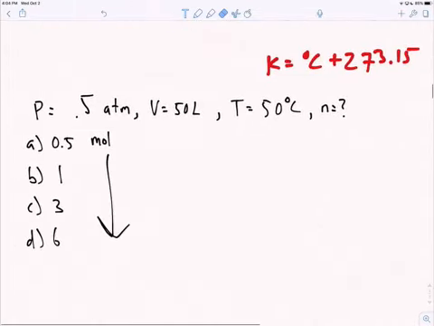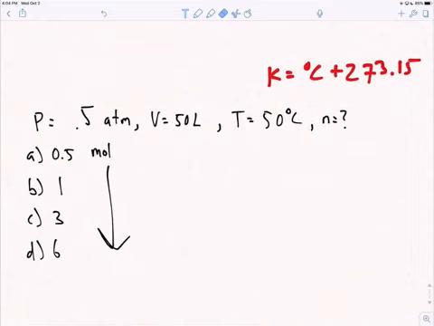All right. Let's see if you can figure this one out. Pressure is 0.5 atmospheres. Volume is 50 liters. Temperature is 50 degrees Celsius. What is the number of moles? What was the constant? Oh yeah, sorry.